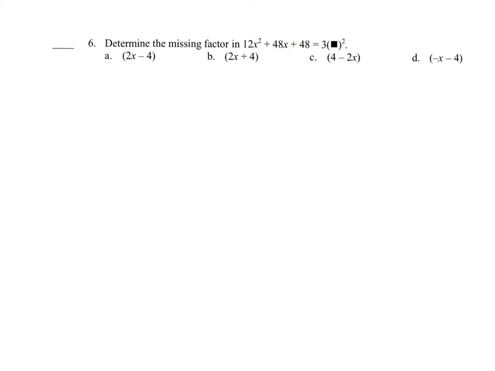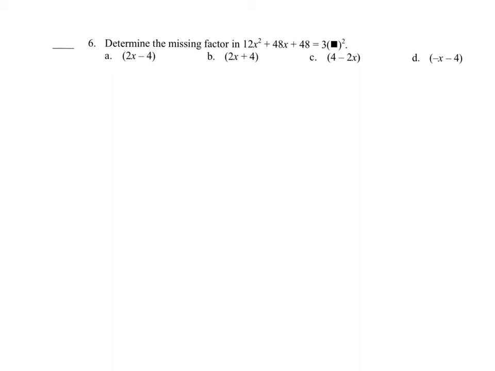Determine the missing factor in 12x squared plus 48x plus 48. And you could see that it is partially factored, and they divided out a common factor of 3. And we need to find the missing factor, and we also notice that it has an exponent 2 on the bracket, which means both factors are the same. Which means possibly after we common factor, we might have a perfect square trinomial, which is the second special case when factoring trinomials. So let's start.